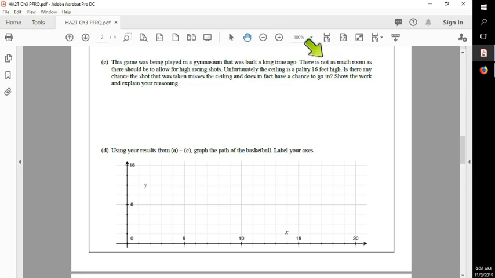Is there any chance the shot that was taken misses the ceiling and does in fact have a chance to go in? Yes. How do we know this? How do we know how high the ball's going to go? Vertex. Ooh, the vertex. The vertex is the highest point of the arc, right? Correct. So if we find the vertex, then we can find out how high the ball goes. Then we know if it actually hits 16 feet.